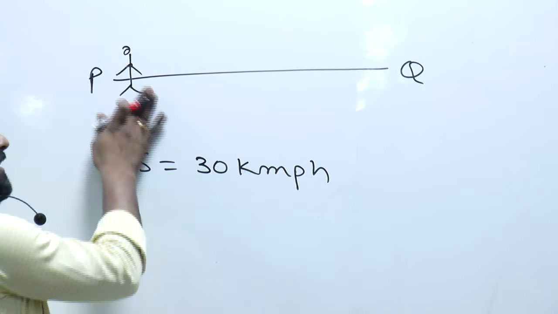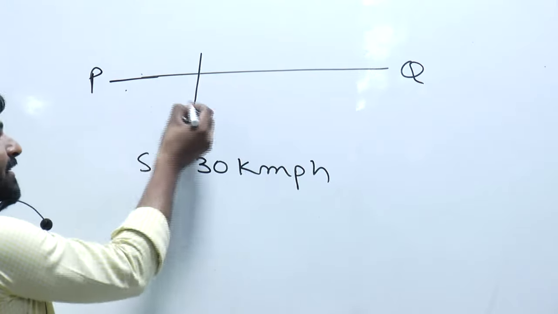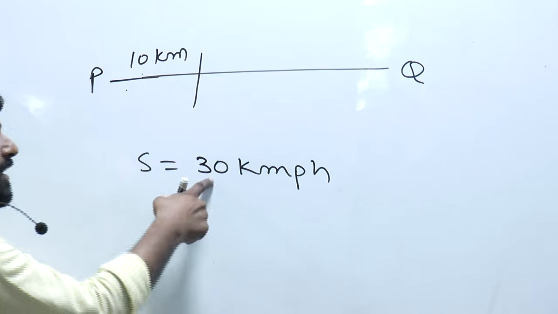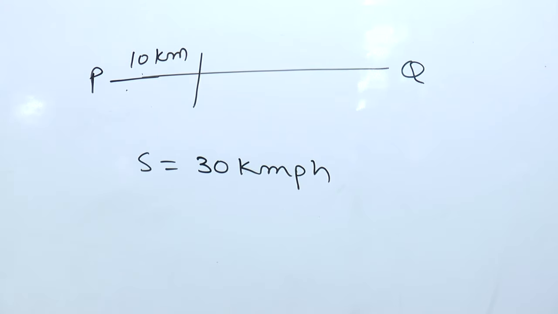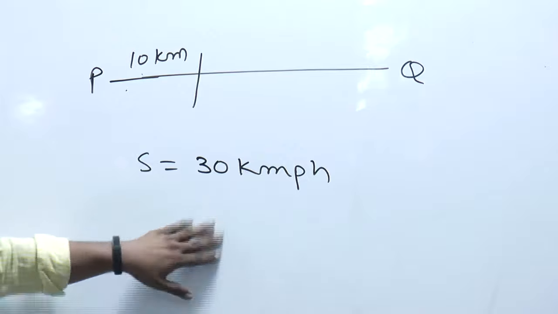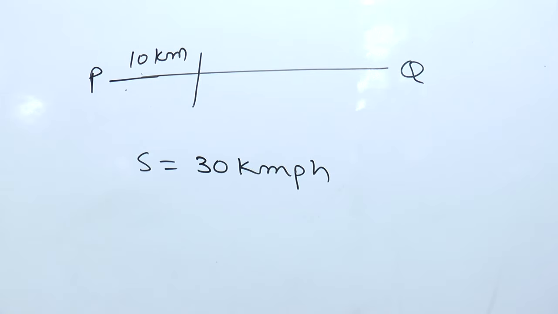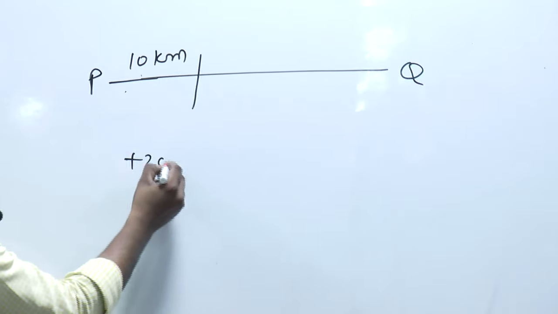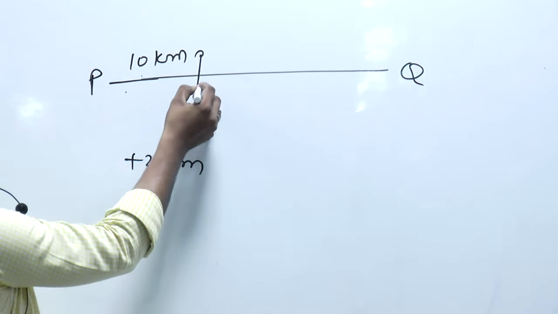Distance covered by Srikanth is 10 kilometers. In 1 hour he can travel 30 kilometers. But he covered 10 kilometers only, which is 1/3 of this number. In the sense he traveled 1/3 of 1 hour, which is 20 minutes. So, after 20 minutes, Srikanth is at this particular position.